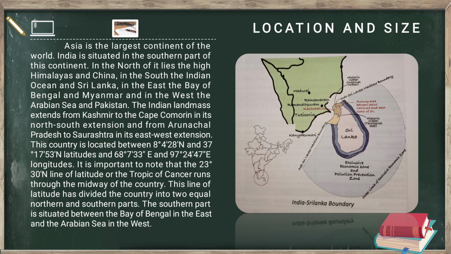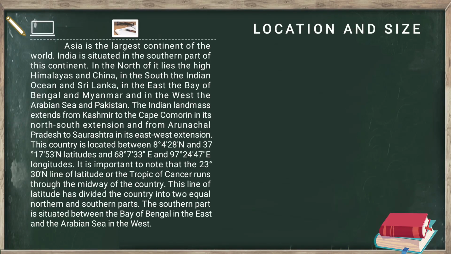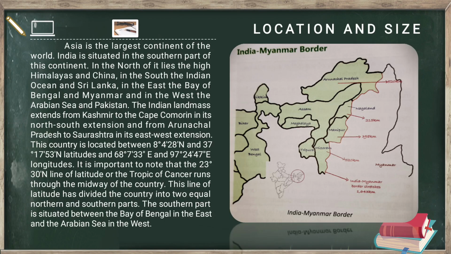Then in the east, the Bay of Bengal and Myanmar. So this is Myanmar. This is the border between India and Myanmar. Myanmar was earlier also called Burma, the Burmese, right? The Burmese invasion that we have learned.